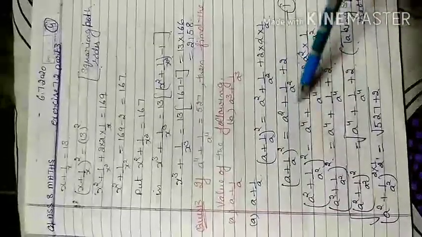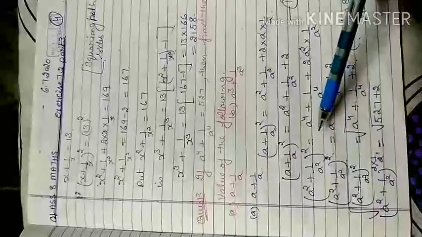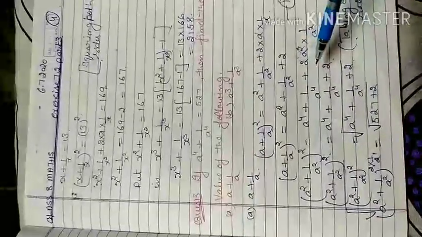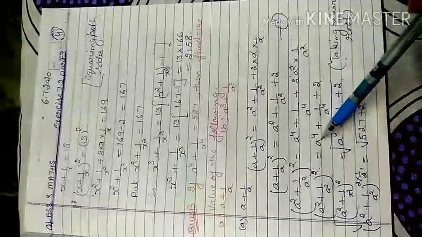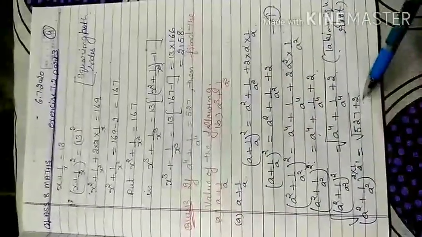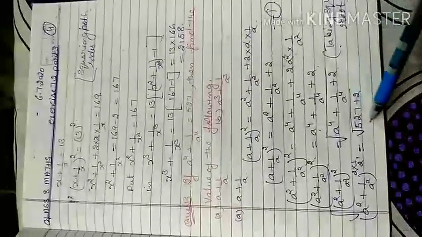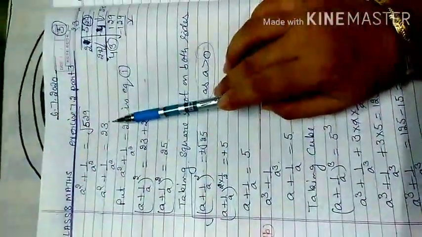For finding that value I pick this one, taking the square of a square plus 1 by a square, a4 plus 1 by a4 plus 2 into a square into 1 by a square. So here the a4 plus 1 by a4 value is given as 527, and 527 plus 2 gives me 529. When taking the square root, the a square plus 1 by a square value is the square root of 529, which is 23.